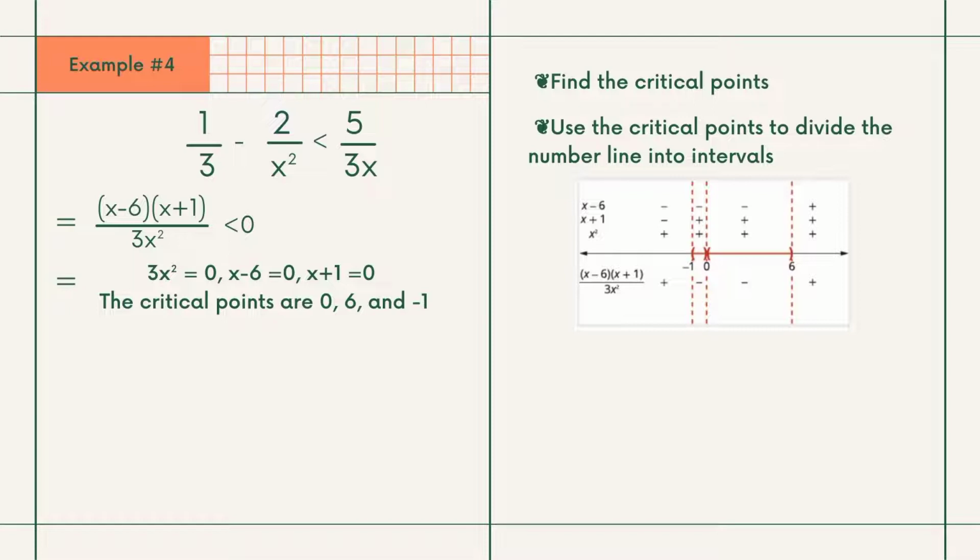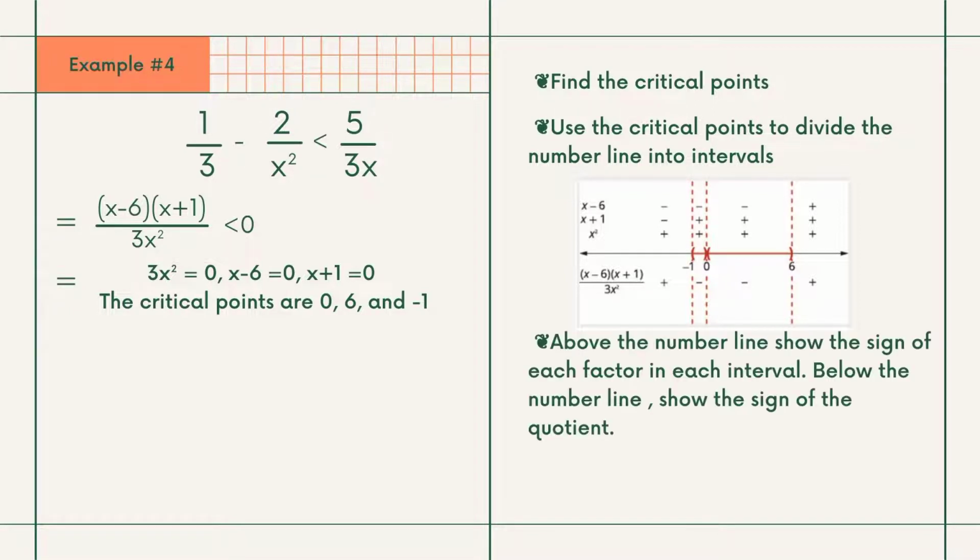Use the critical points to divide the number line into intervals. Above the number line, show the sign of each factor in each interval. Below the number line, show the sign of the quotient.